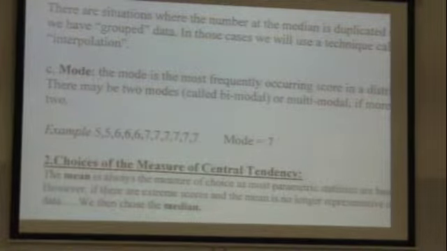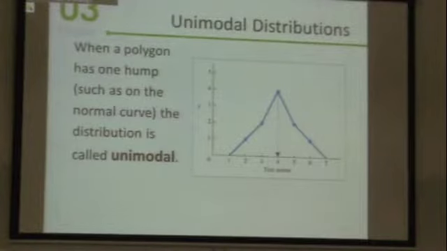Now we can have multi-modes as well. On this one, for instance, the mode is 4, so that would be unimodal. There's only one number that's most frequent. You see the idea? So it's unimodal. It just has one hump. That's the easiest way to describe it.